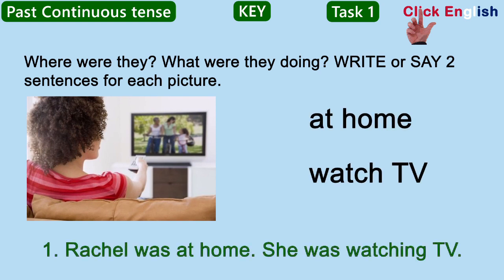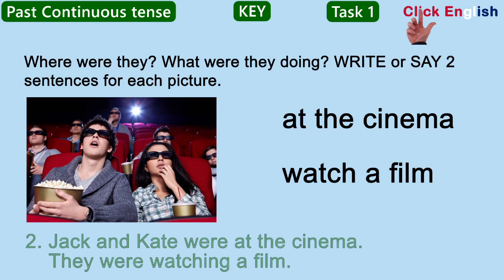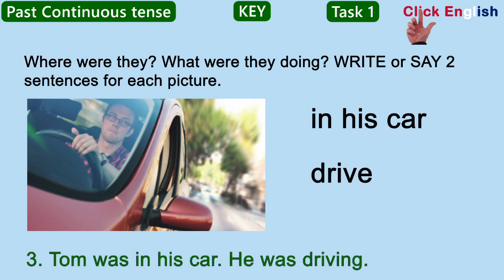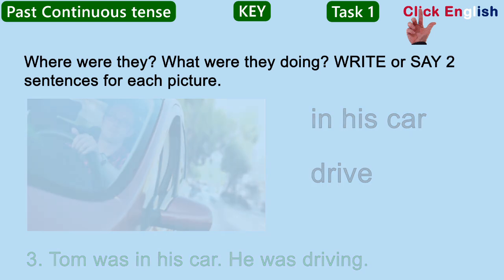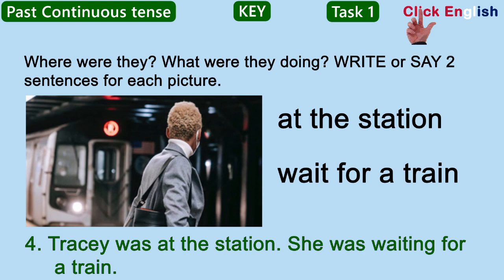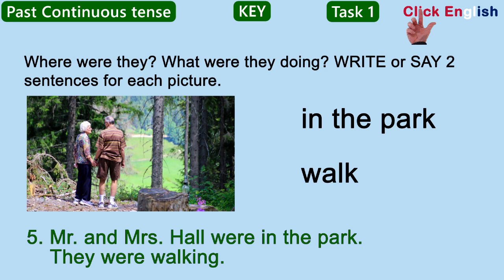Rachel was at home. She was watching TV. Jack and Kate were at the cinema. They were watching a film. Tom was in his car. He was driving. Tracy was at the station. She was waiting for a train. Mr. and Mrs. Hall were in the park. They were walking.